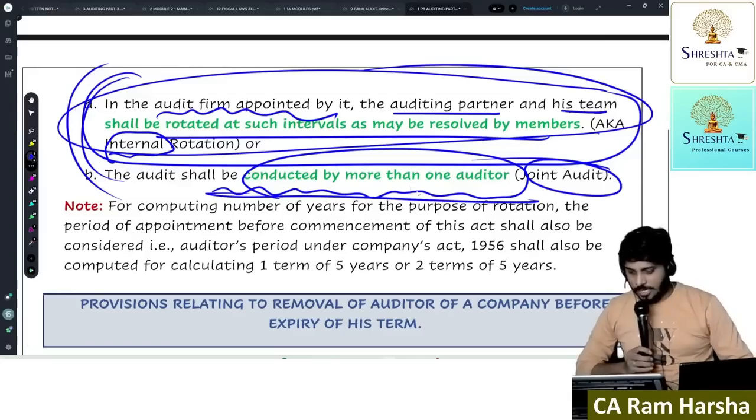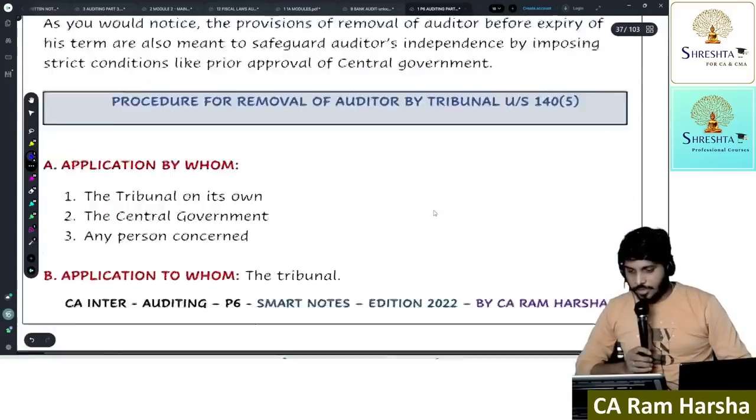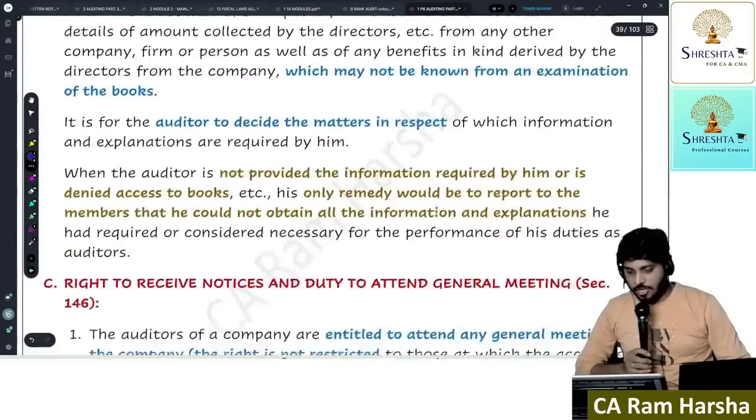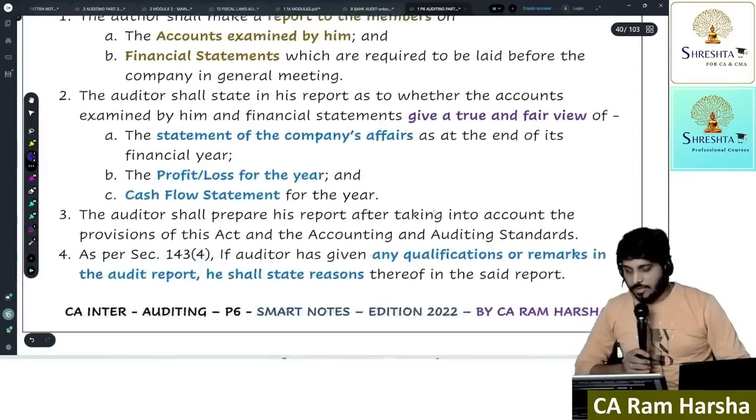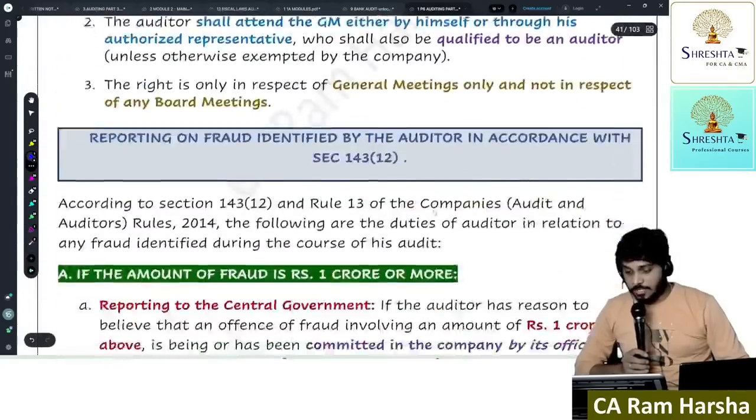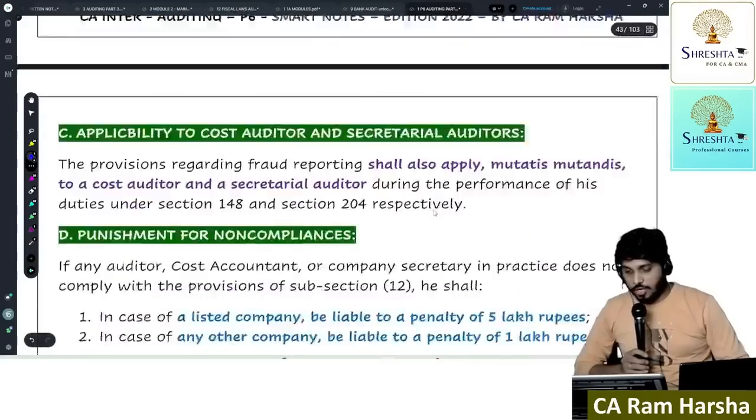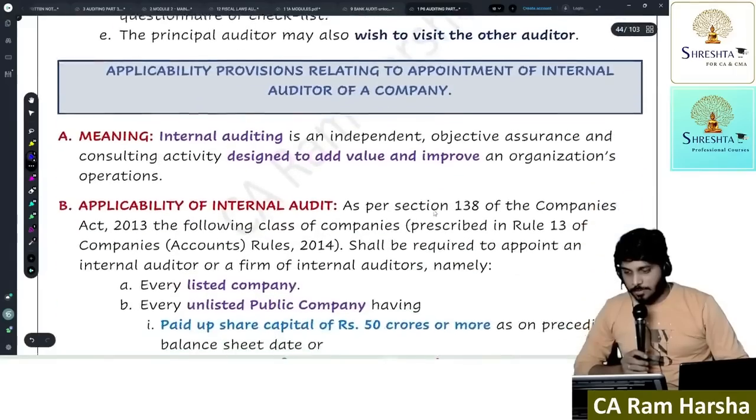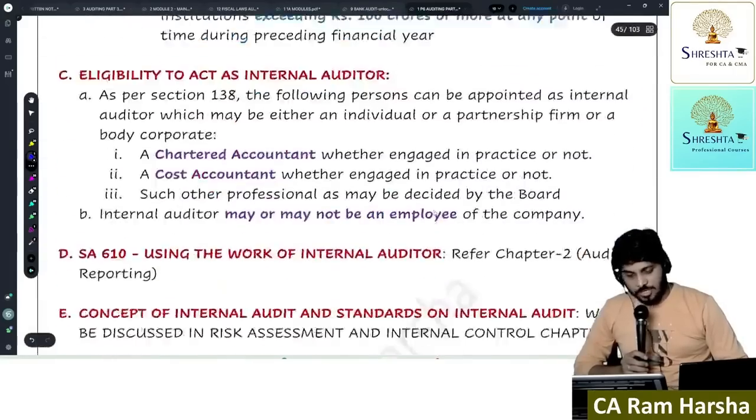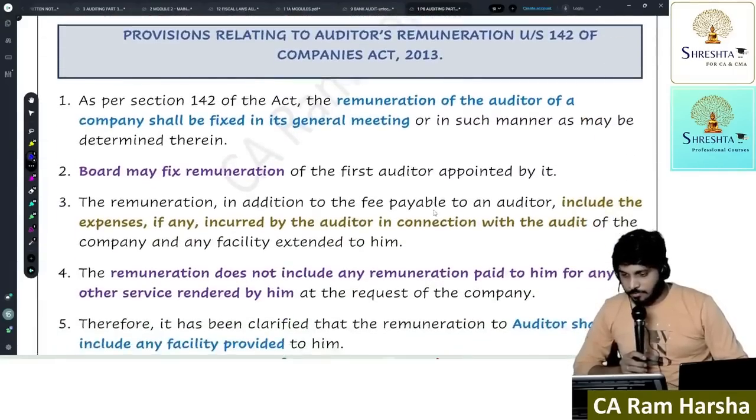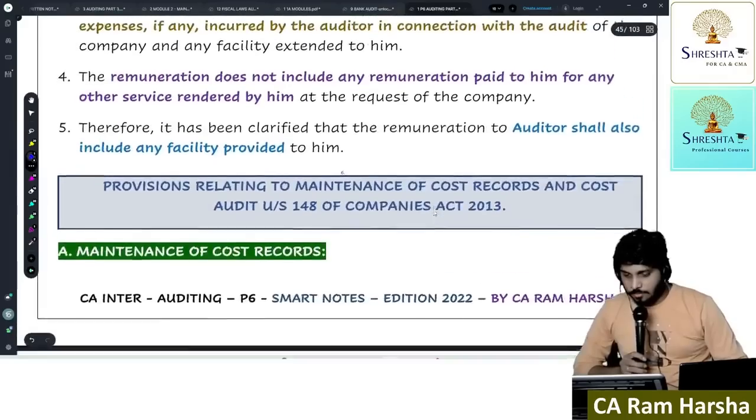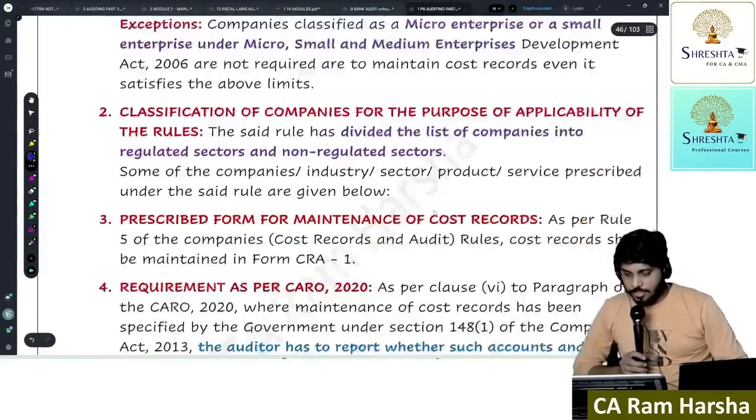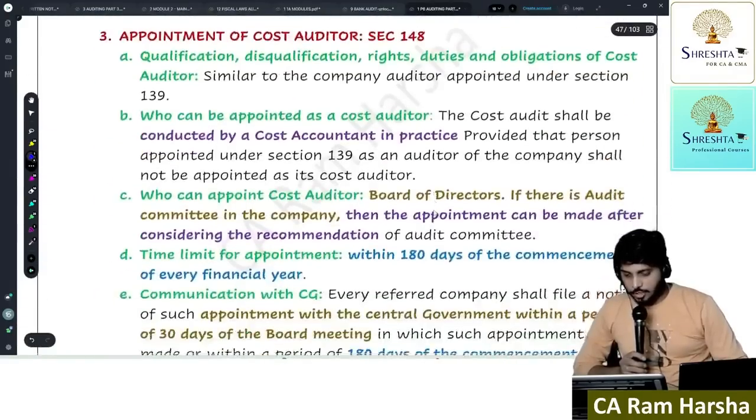Just one more provision I have. Before expiry of term, everything we finished. Powers of auditor, all that I'll discuss later, along with the audit report. Powers, duties, all that. Reporting of fraud also I'll cover with the audit report. Audit of branch office accounts, applicability of provisions, appointment of auditor, all this I'll cover later. Provisions related to cost records, that also I'll cover later.